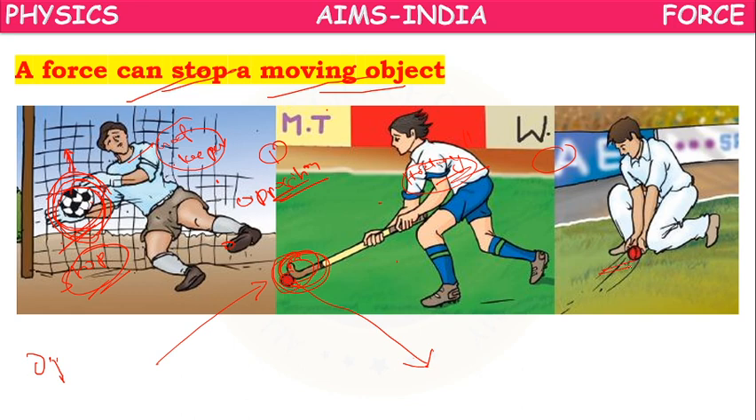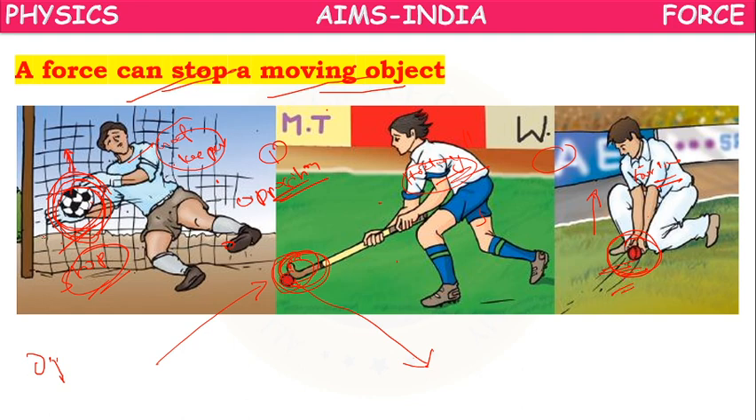Or cricket, this player is standing on the 4 line. So if he leaves the ball, it will go here and the team will get 4 runs. So what is he doing? He is trying to stop the ball with his hands.